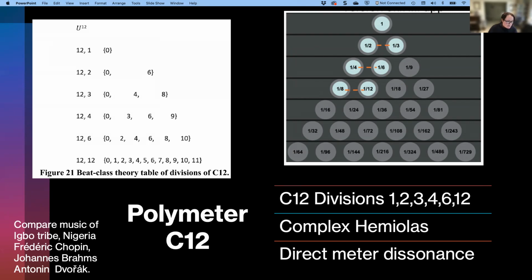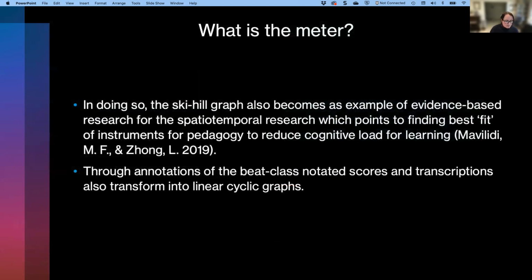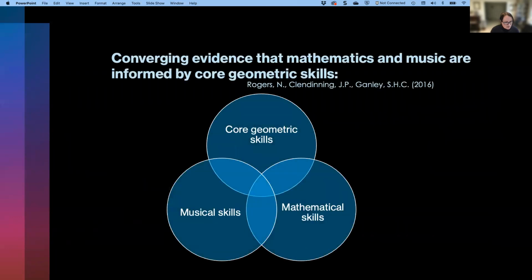Teaching the meter through the ski hill graph becomes an example of evidence-based research for the spatial temporal research, which points to finding best fit of instruments for pedagogy to reduce cognitive load for learning. This also includes converging evidence that mathematics and music are informed by core geometric skills.